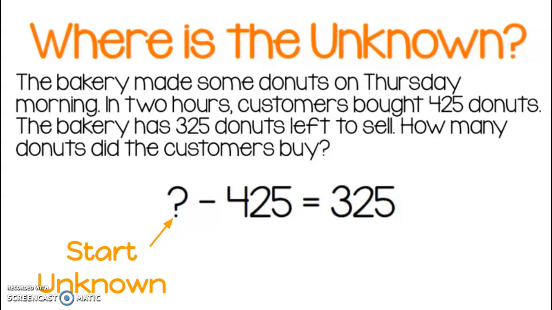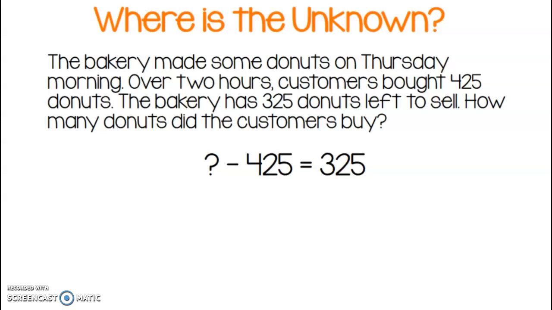Do we know how many donuts the bakery made on Thursday morning? No, we do not. But let's look at what we do know. We know the customers bought 425 donuts and that the bakery has 325 left to sell. How do you think we could find the unknown number which represents the amount of donuts the bakery made on Thursday morning?